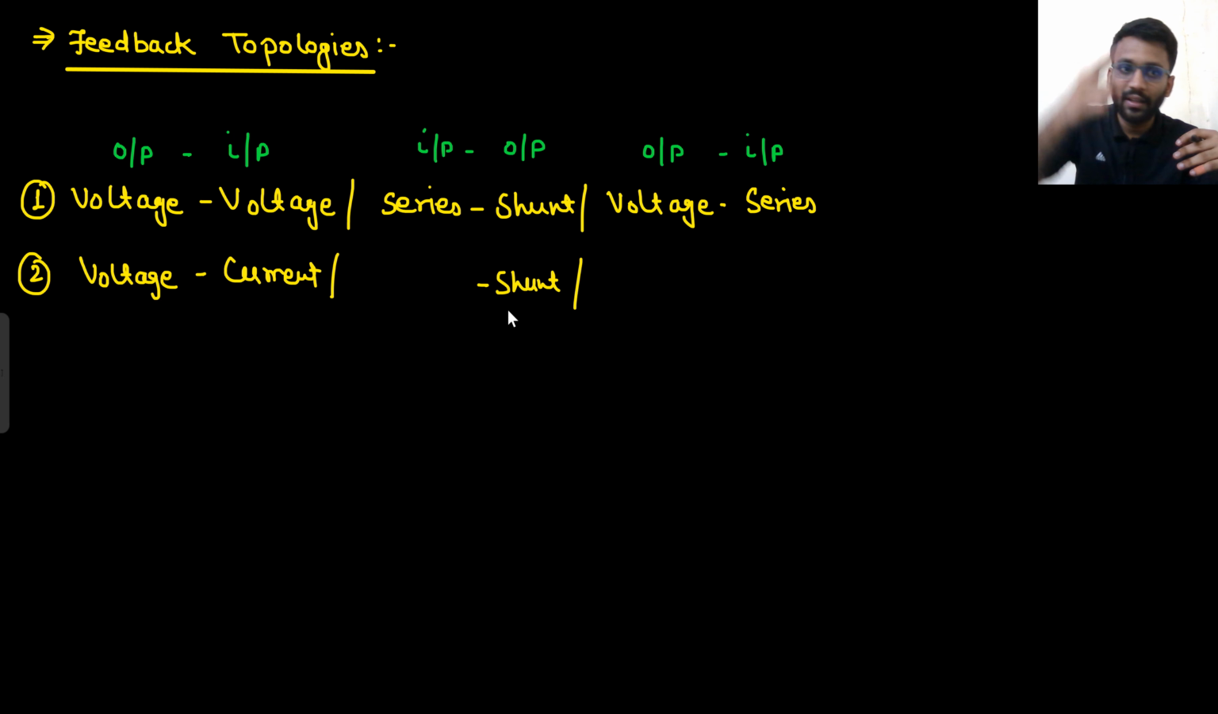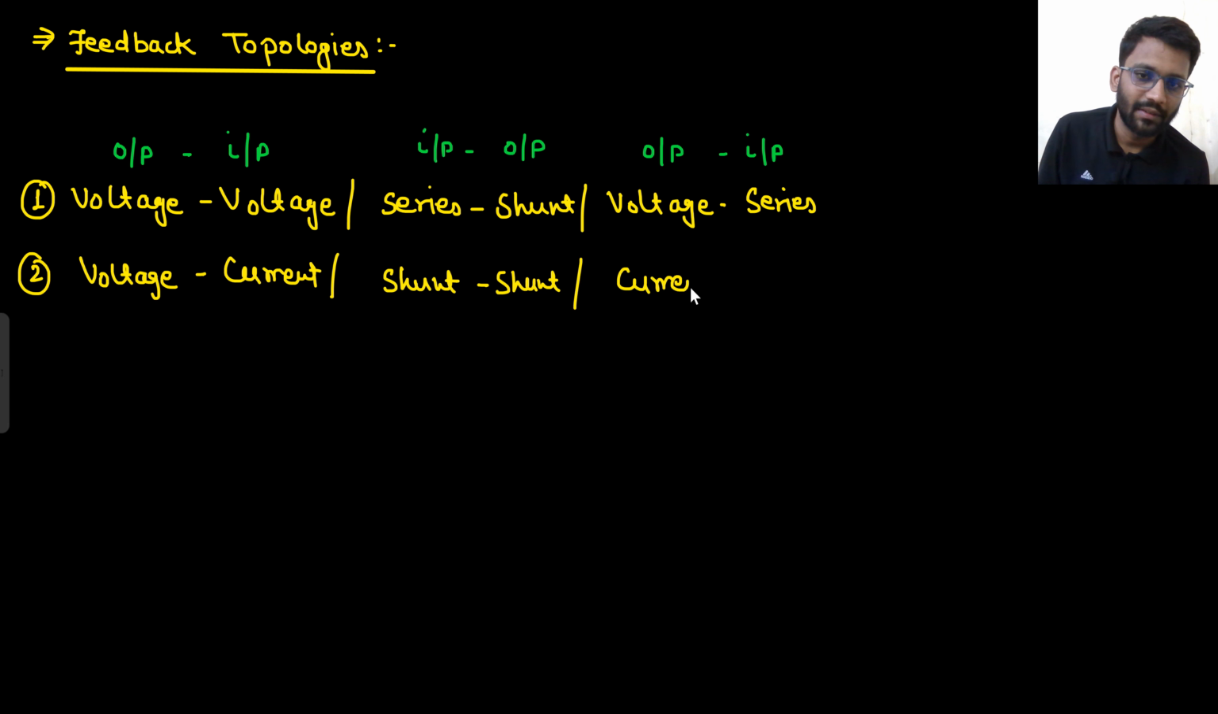At input, what is happening? Current is being mixed. From output, voltage is coming, that is converting into current, and it is being mixed with the input. So current is being mixed. If current is being mixed, in what connection is current mixed? Shunt connection. So this is known as shunt. And what can be the other name? The other name can be current shunt. You can think about it on your own. It would be current shunt.